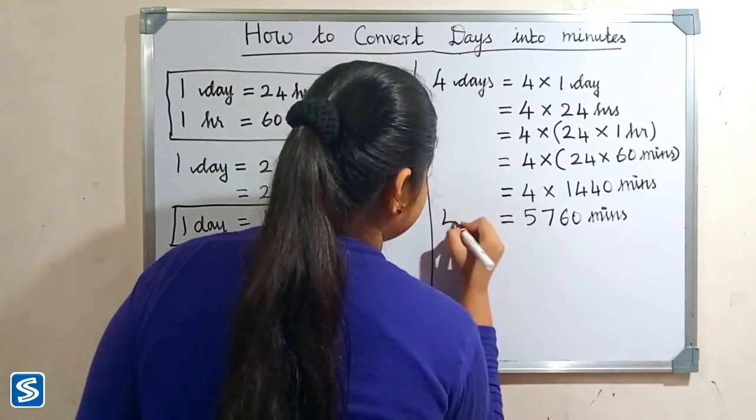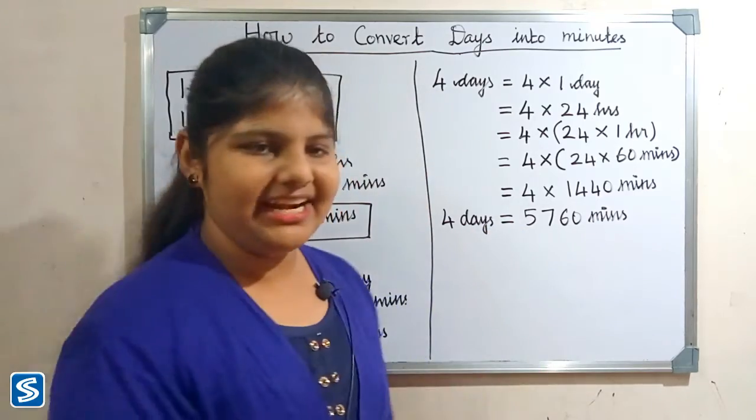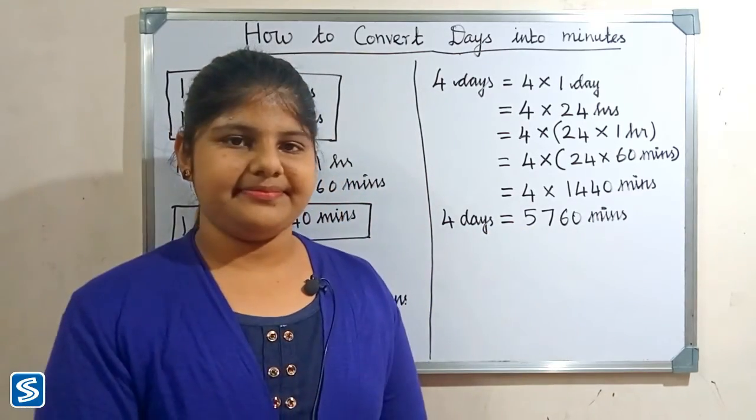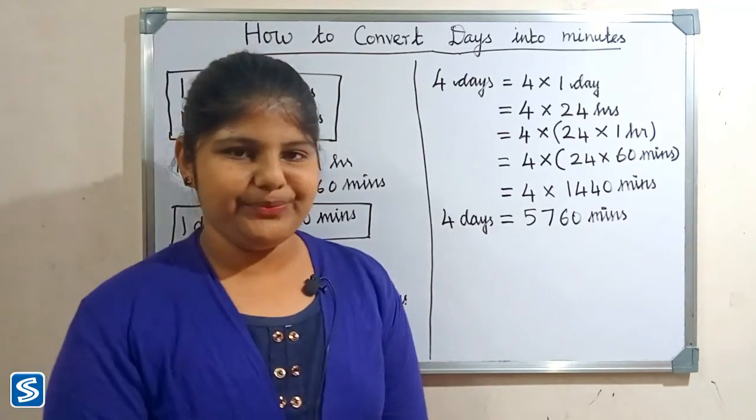So 4 days is equal to 5760 minutes. Hope you friends all understood how to convert days into minutes.